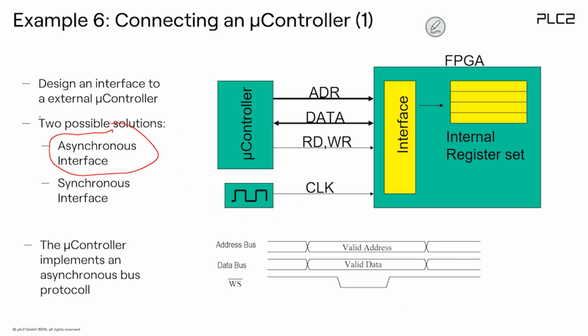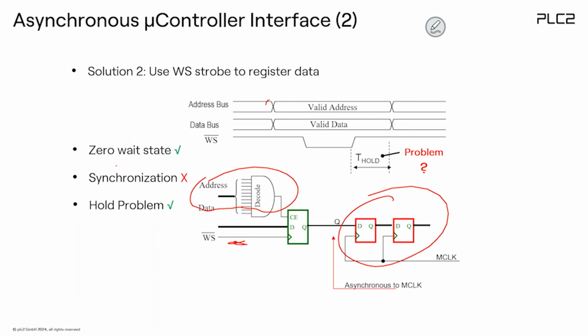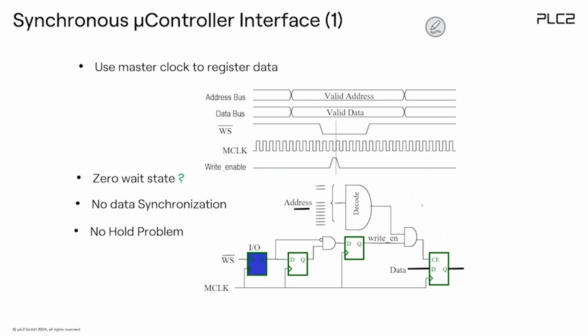First, we could implement an asynchronous interface, which is okay, or we could implement a synchronous interface. So that would be an asynchronous interface. It's not good, it's bad, and that would also be a better asynchronous microcontroller interface. A lot of people actually are doing this. It's okay, it's not bad, it will work. But you of course have to synchronize this.